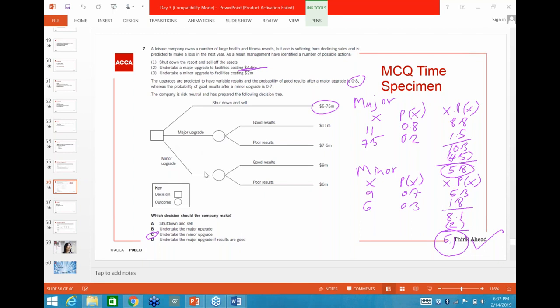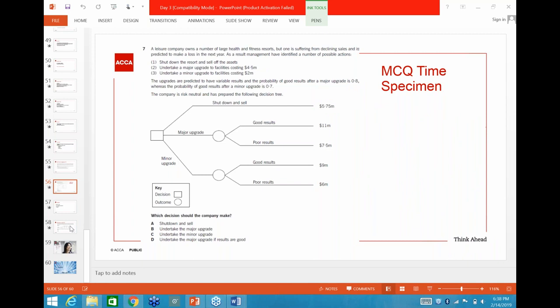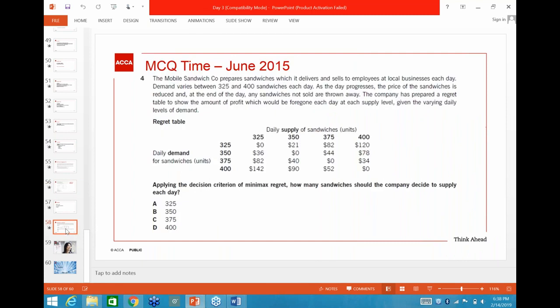So I see some replies. Yeah, C is correct. So I'll clear this in 5, 4, 3, 2, 1. And I move on. I'm skipping a slide and moving on to the last one. From June 2015, question number 4.